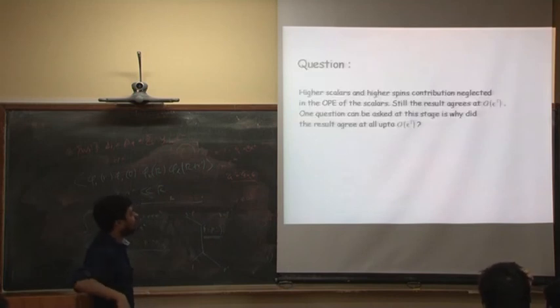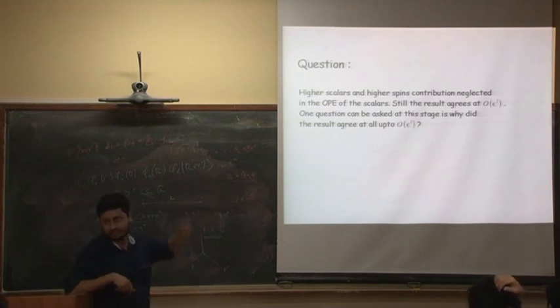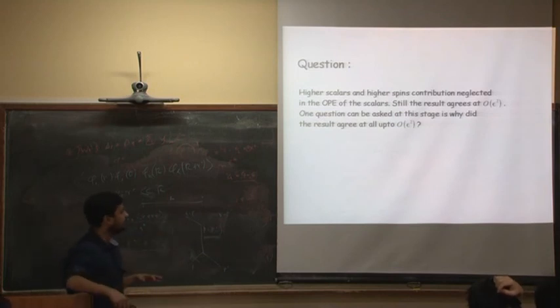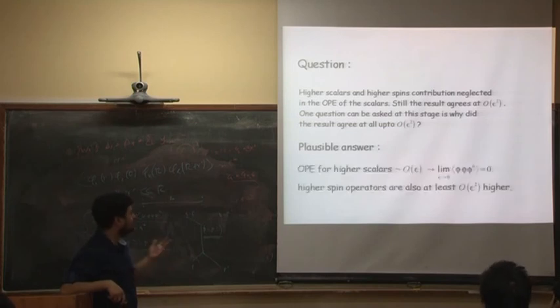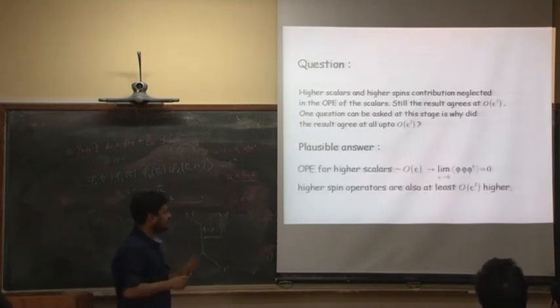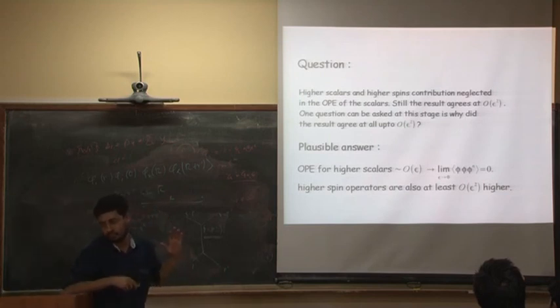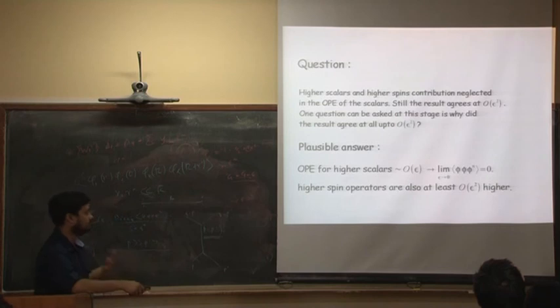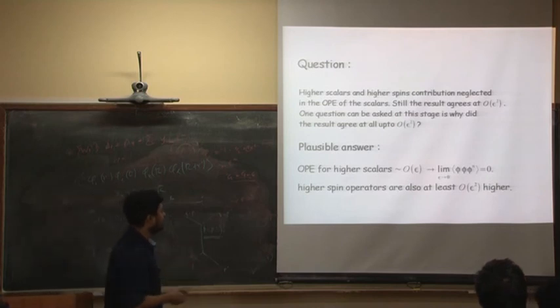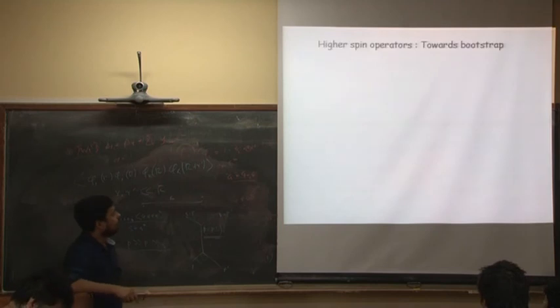One of the questions that we had is why it agrees at the order of epsilon squared, because we would expect that the higher spin contributions and these operators that we left out will contribute at least at this order, but they didn't. One guess that I have is that the OPE coefficients for the higher scalars themselves are of higher order than epsilon, and so are those for the higher spin operators. That might be one of the reasons, but we still don't know whether that's true or not.